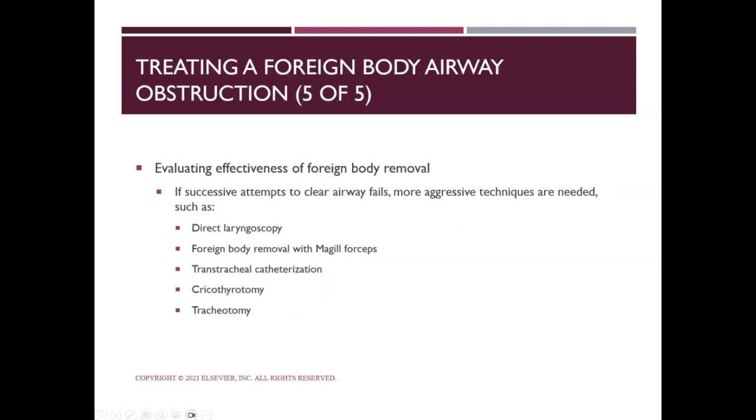If you aren't successful, there are more aggressive techniques that can be used. One of those is using a laryngoscope blade to open up the patient's airway and Magill forceps to try to dig the foreign body out if it's in the lower part of the pharynx area. They can do a transtracheal catheterization to try to remove things from the trachea surgically. If we cannot remove it, they can do an emergency airway like a cricothyroidotomy or a tracheostomy.